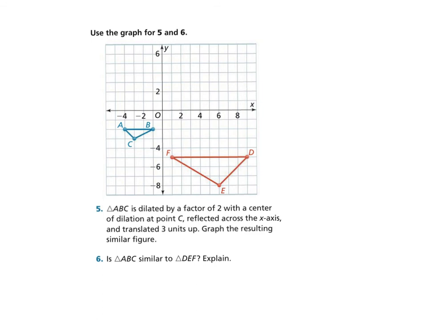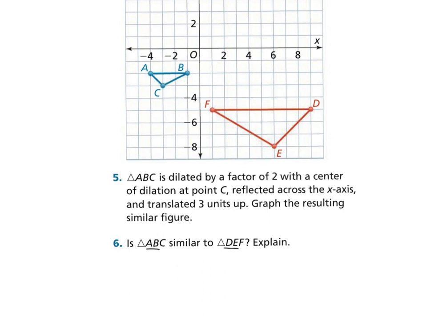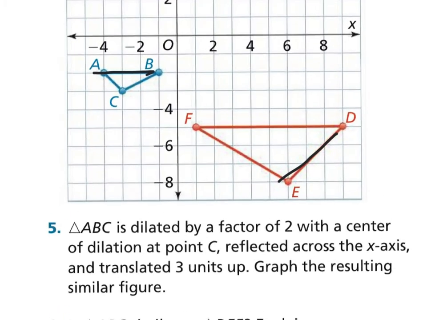If we look at number 6, they're asking whether these are similar or not. So AB and DE, AB and DE are in the same spot. Well, that doesn't look like that's going to work. They put their letters in the wrong order here on this problem. So it's actually for sure not going to work, but we'll just act like they had them in a different order and go with it.